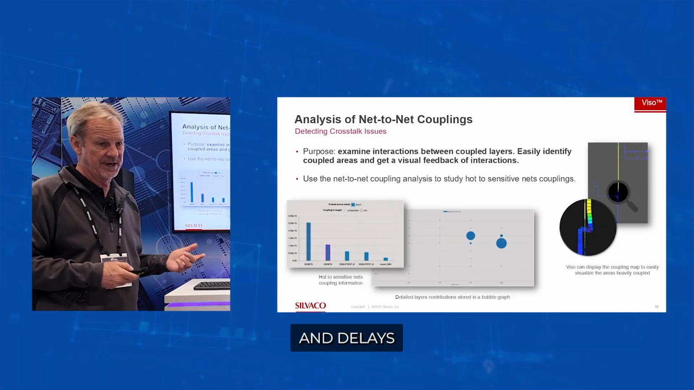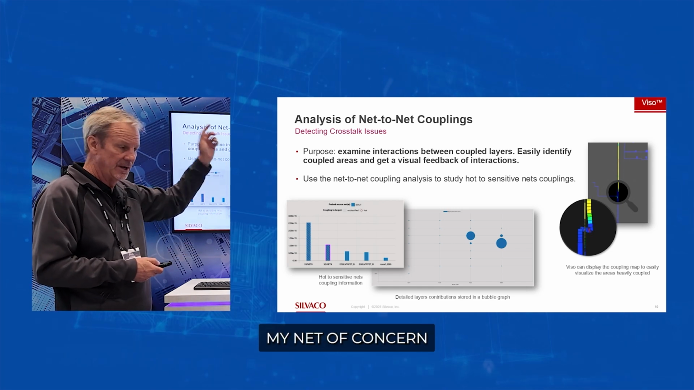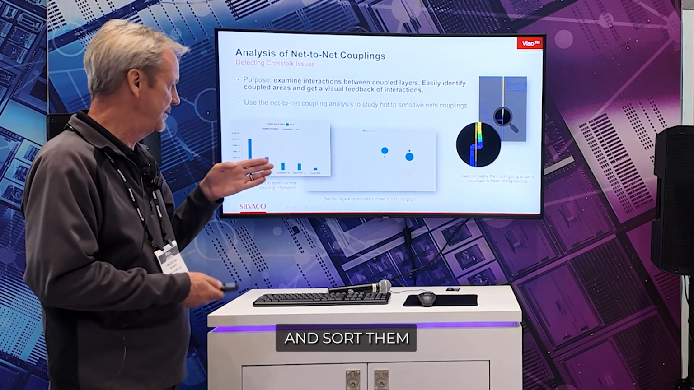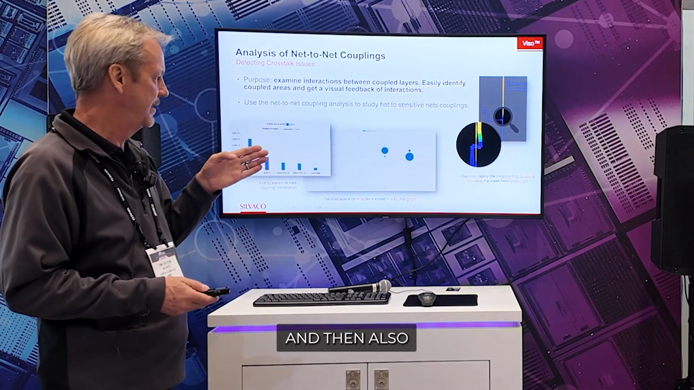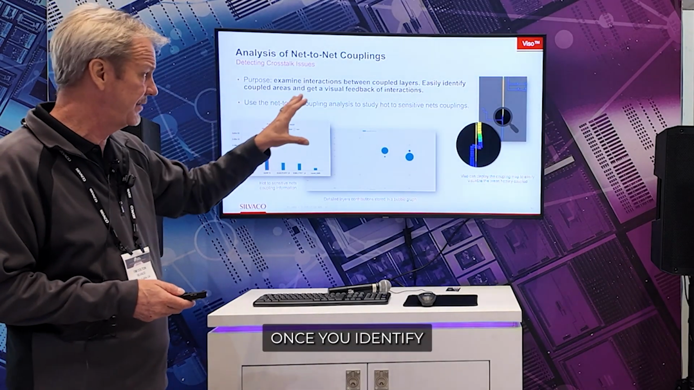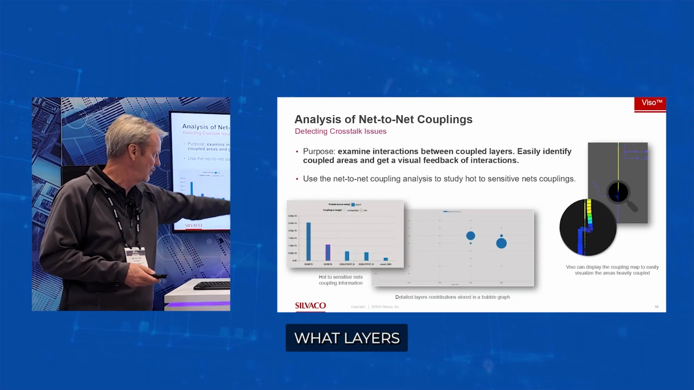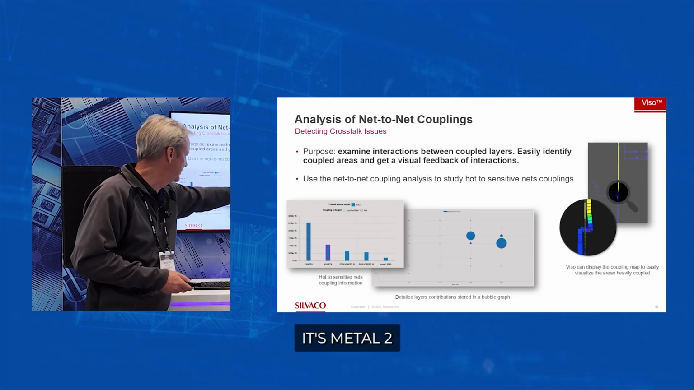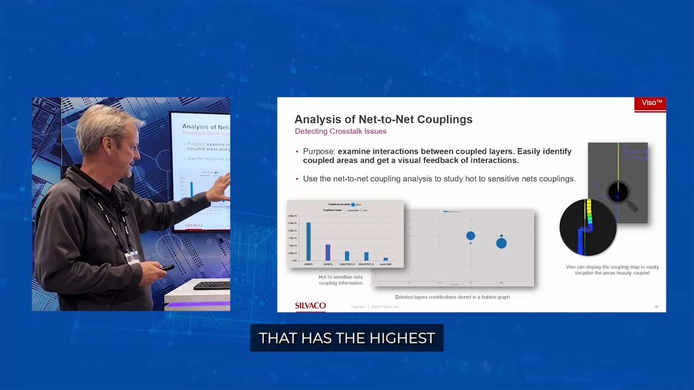Along with the resistances and delays, we can also do net-to-net coupling. So you can say, here's my net of concern. Go and tell me all of the coupling capacitors that couple to this net and sort them by the highest to lowest. And then also, once you identify that, you can see it over here, graphically represent it. You can pop up and actually identify what layers those are on. It's hard to see here, but that's metal 2, and over here it's metal 2. And so you can identify what that coupling cap is on that net that has the highest coupling caps.